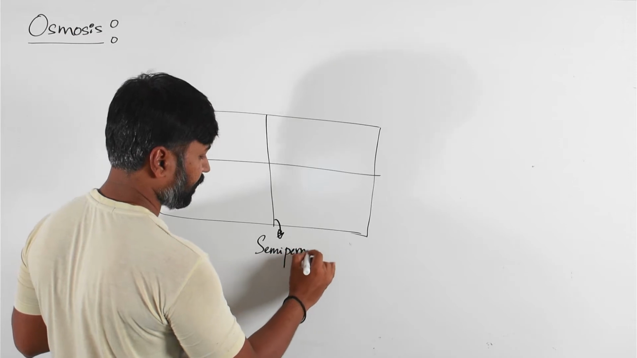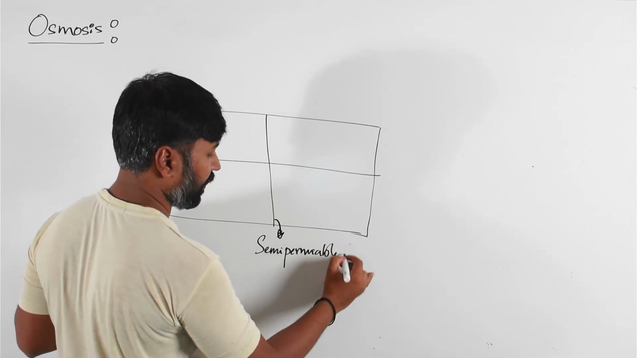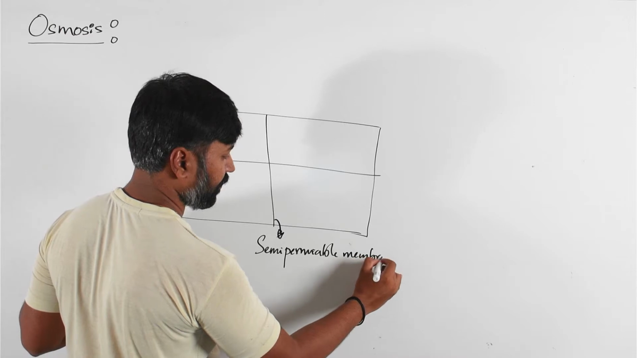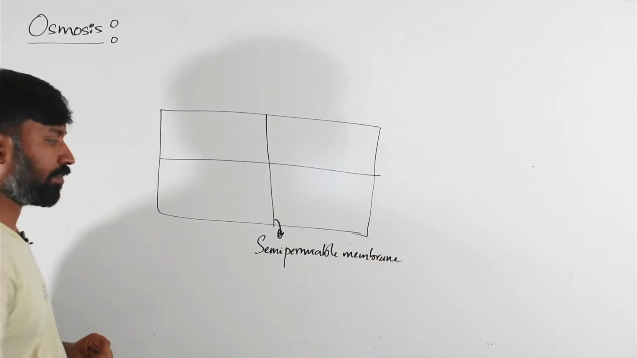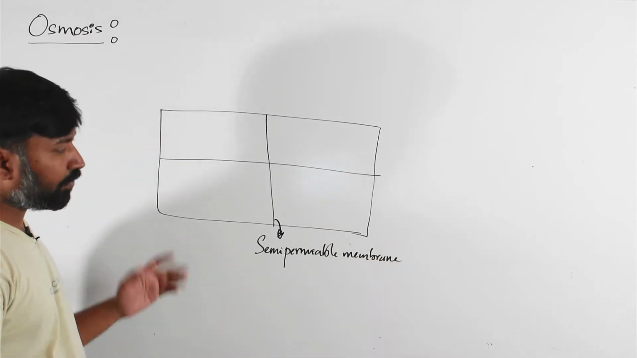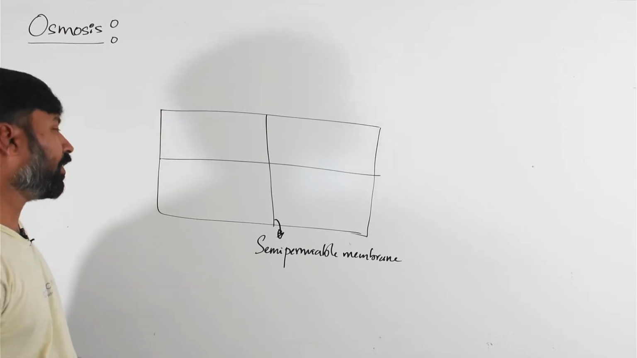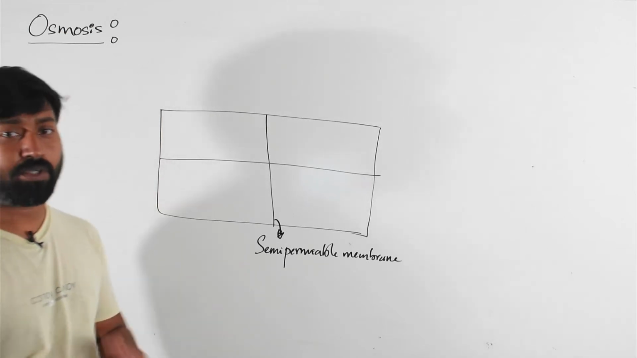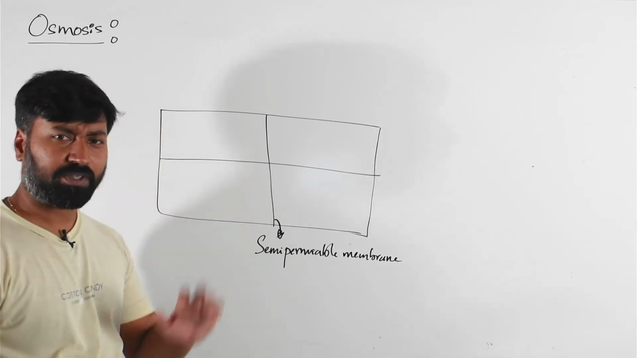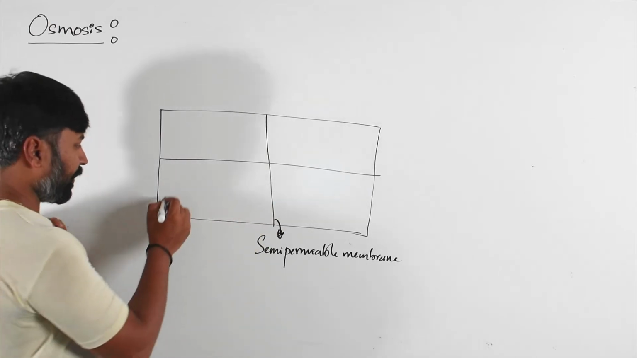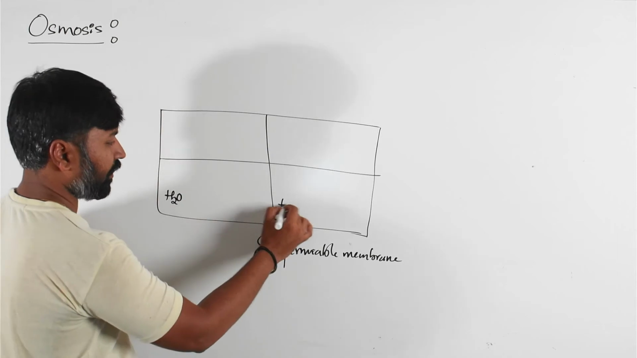Semi-permeable membrane. Now what does it do? It allows only the solvent molecules to pass through, not the solute particles. But right now there are only water molecules. Let me take H2O here, and here also there is H2O.